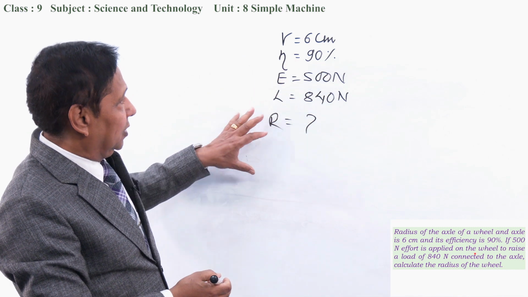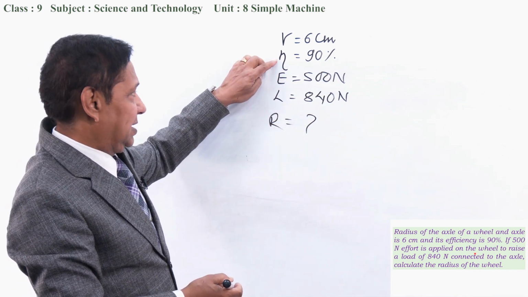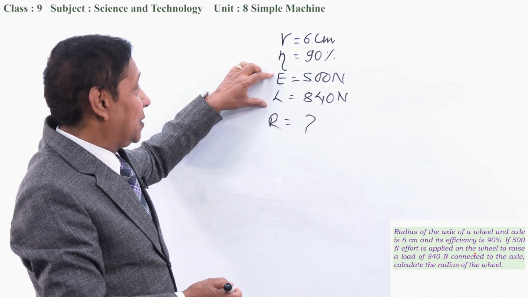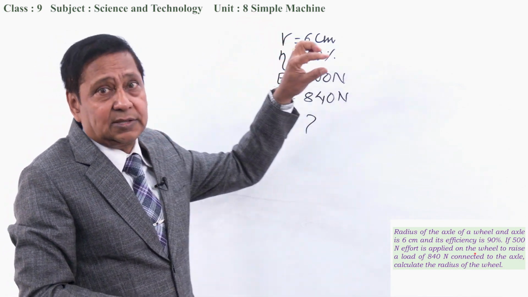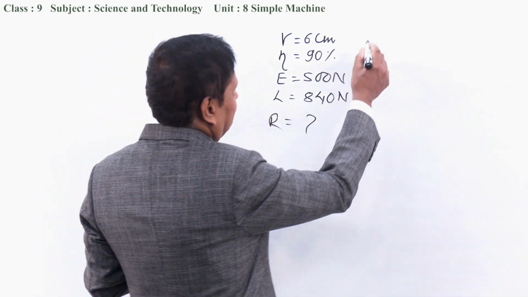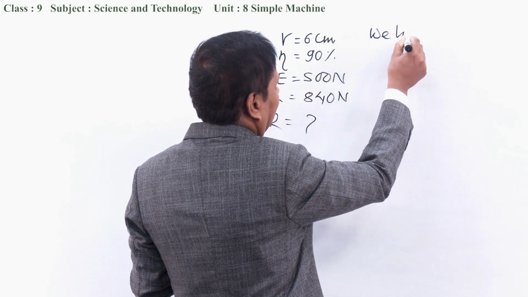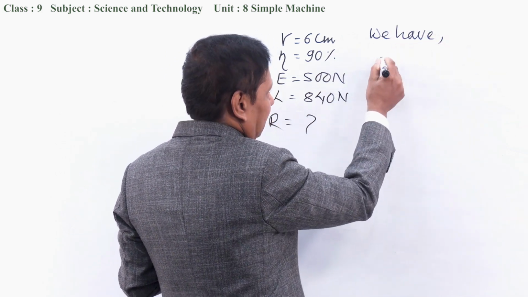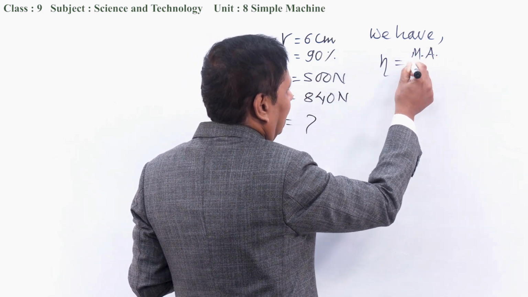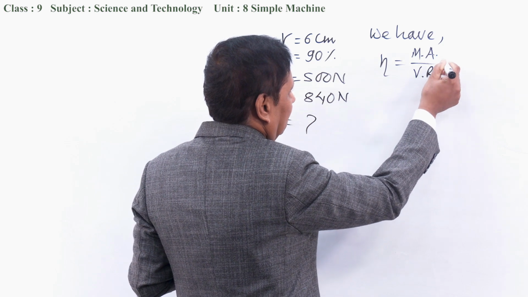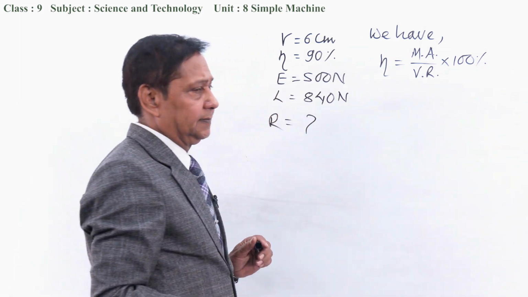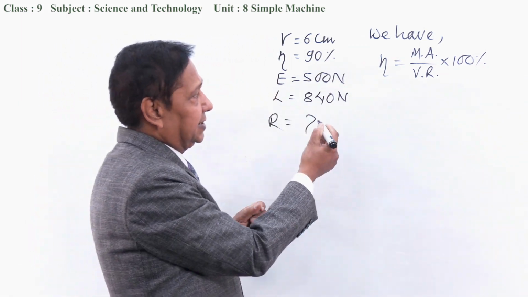Looking at all this information, we have to go through efficiency also. We have to go through load and effort also, which means mechanical advantage, and we have to go through radius of wheel and radius of axle also, which is velocity ratio. That's why we can start with this. We have efficiency equal to mechanical advantage upon velocity ratio into 100%. We know this from the previous class. This is the formula of efficiency.